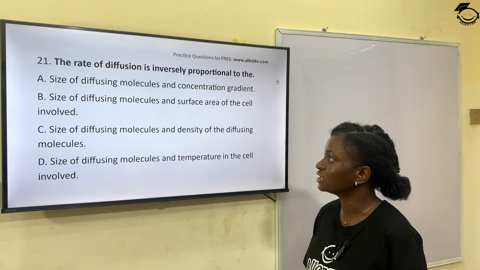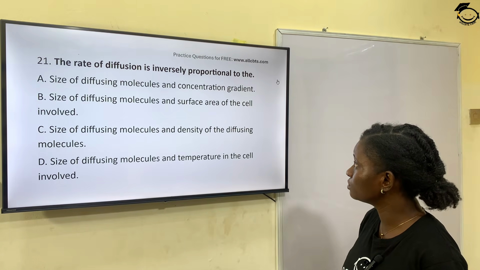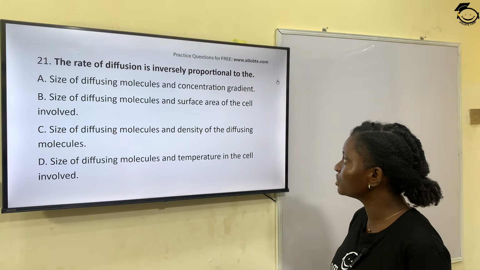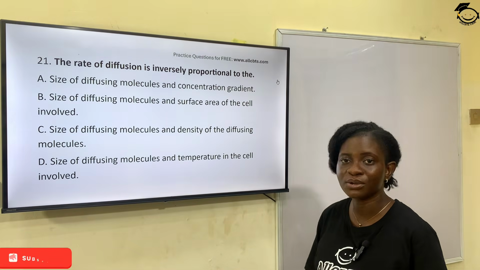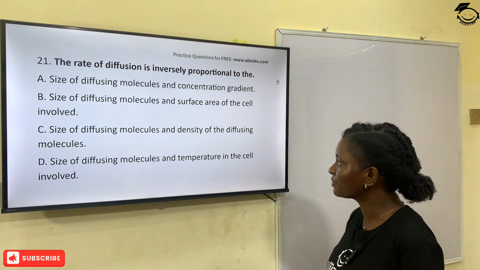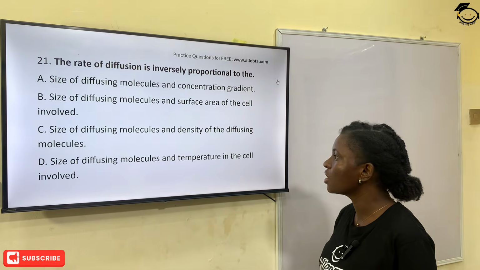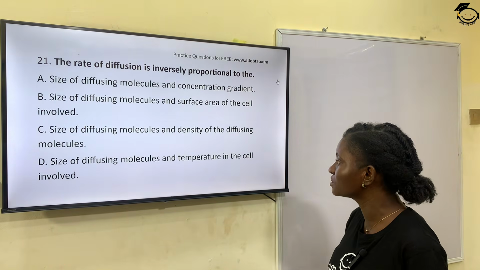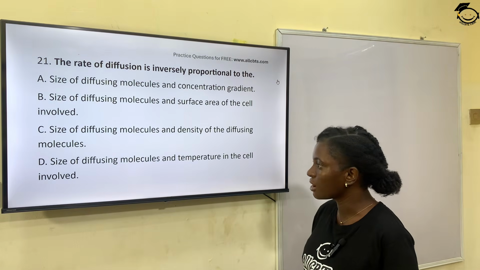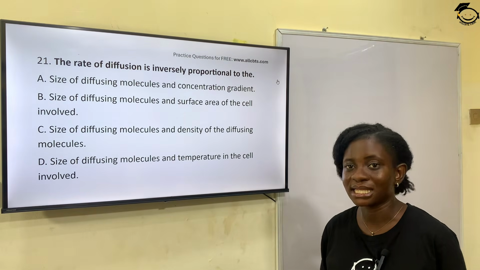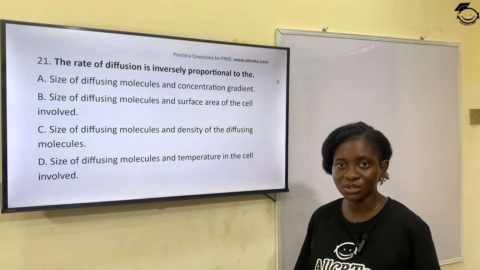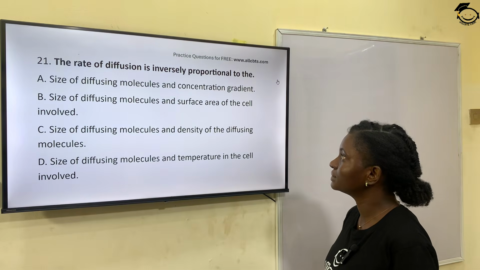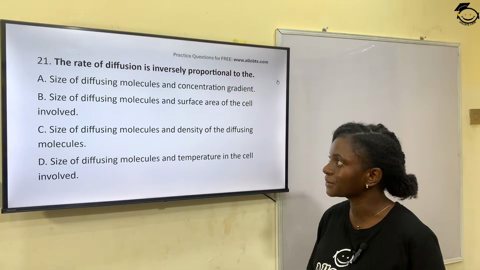So let's take a look at the options. A, size of diffusing molecules and concentration gradients. B, size of diffusing molecules and surface area of the cell involved. C, size of diffusing molecules and density of the diffusing molecules. D, size of diffusing molecules and temperature in the cell involved. So the correct answer is the size of diffusing molecules and the density of the diffusing molecules. So that's the correct answer, option C.